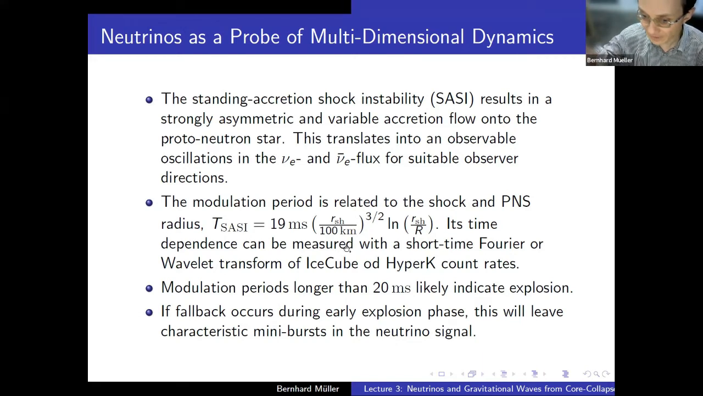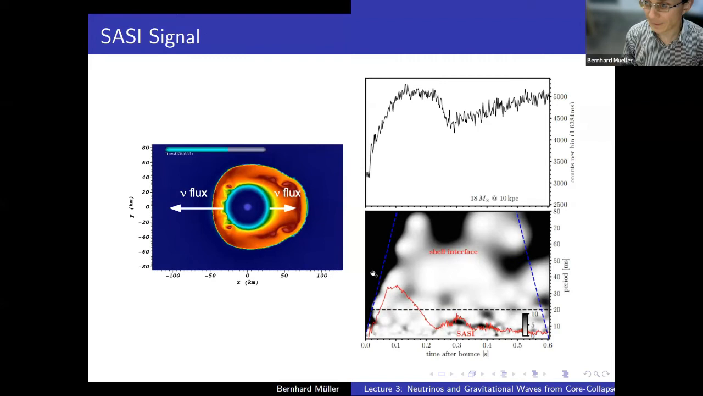And if the shock expands and this period increases to sufficiently large values, you basically get an idea of when the explosion happens. And if for some reason after the explosion at some point you still have matter falling back onto the neutron star and raising the neutrino emission again, you can also see that. So this scenario is depicted here. The idea is that shock oscillations will modulate the neutrino flux, where there's shock retraction and more accretion, you get enhanced neutrino emission. And this thing here will wobble back and forth all the time.